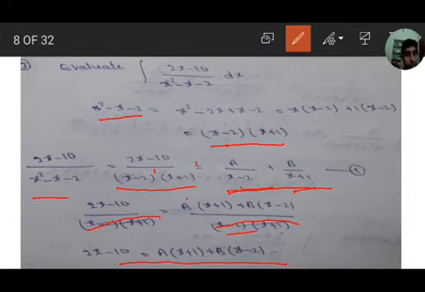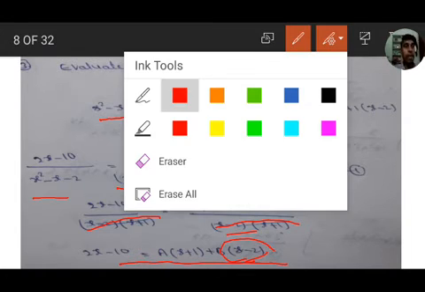Here, to get the A value, B must be 0, that is, x minus 2 equals 0, which means x equal to 2. Put x equal to 2, we get the A value. To get the B value, we have to make x plus 1 equal to 0, which means x equal to minus 1. If we substitute x equal to minus 1, we get the B value. So we substitute x equal to minus 1 and x equal to 2 to get the B value and the A value.